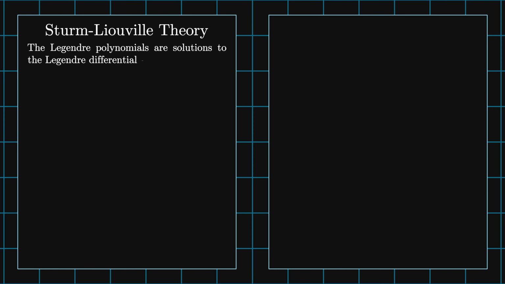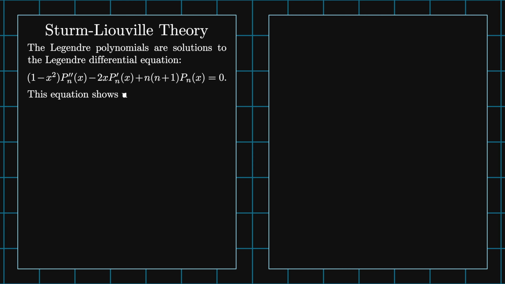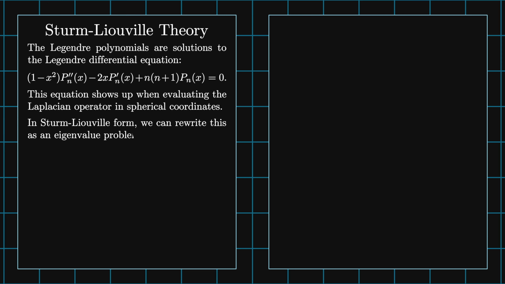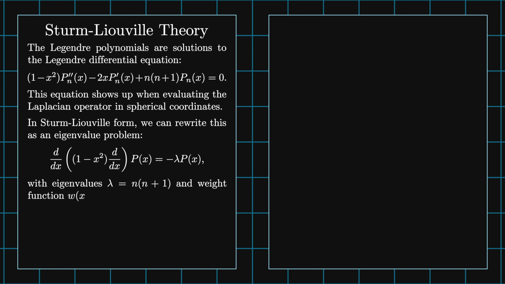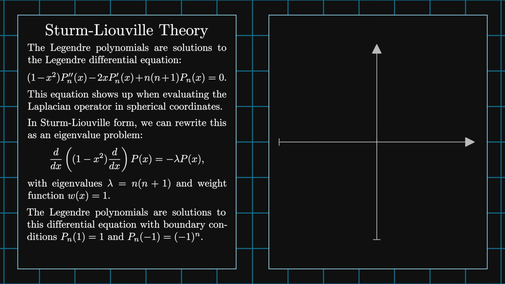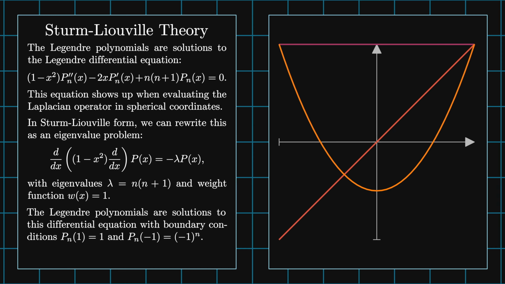The Legendre polynomials are solutions to the Legendre differential equation, 1 minus x squared times Pn double prime minus 2x times Pn prime plus n times n plus 1 times Pn equals 0. This equation shows up when evaluating the Laplacian operator in spherical coordinates. In Sturm-Liouville form, we can rewrite this as an eigenvalue problem, d/dx of 1 minus x squared times d/dx of P(x) equals minus lambda times P(x), with eigenvalues lambda equals n times n plus 1, and weight function w equals 1. The Legendre polynomials are solutions to this differential equation with boundary conditions Pn of 1 equals 1 and Pn of minus 1 equals minus 1 to the n.